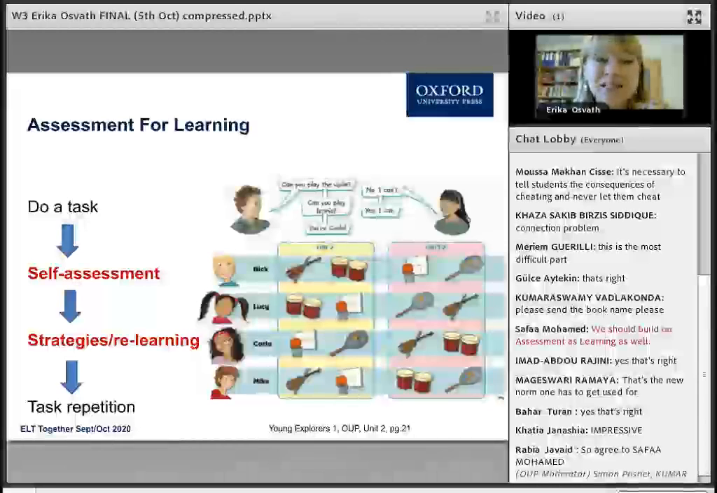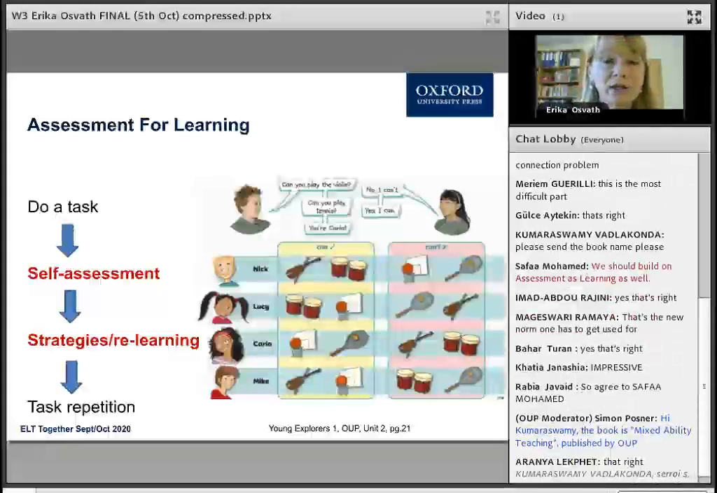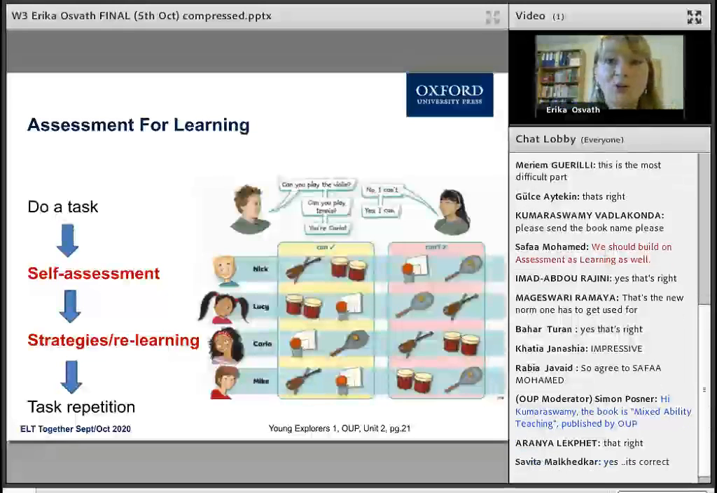So let's look at this example. This is a speaking task in which children are asked to use questions with can, and they have to guess who the person is thinking about. So for example, okay, can you play the violin? No, I can't. Can you play tennis? Yes, I can. Oh, I know, you're Carla. So this is an example.